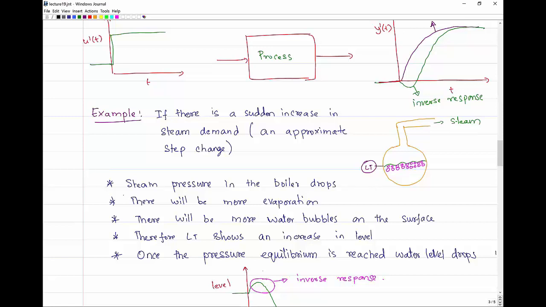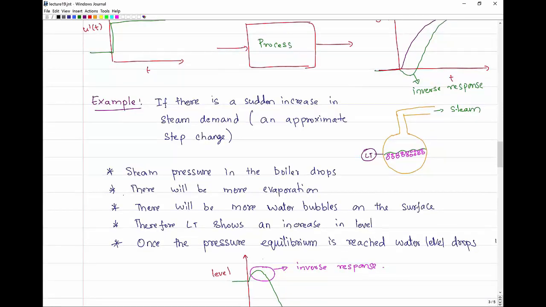This level sensor is going to notice or read an increase in the level because of the excessive formation of bubbles due to the increased rate of evaporation. But once the pressure reaches its new equilibrium, the water level is going to drop. And that is because you're now drawing more steam out of the boiler. When you're drawing more steam out of the boiler, you would naturally expect the level of the water to drop.